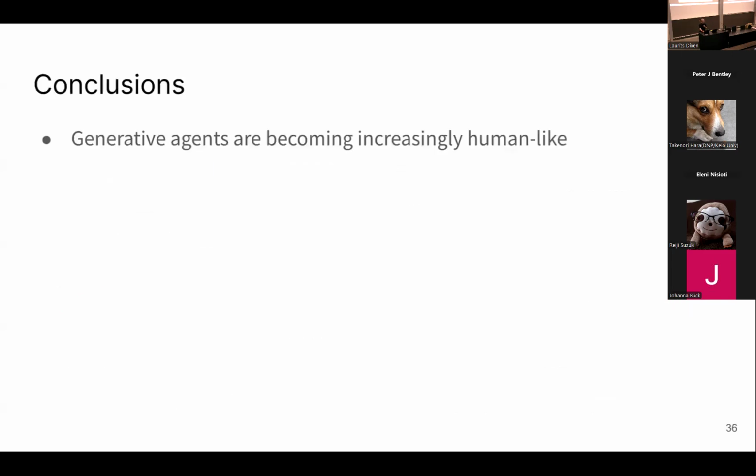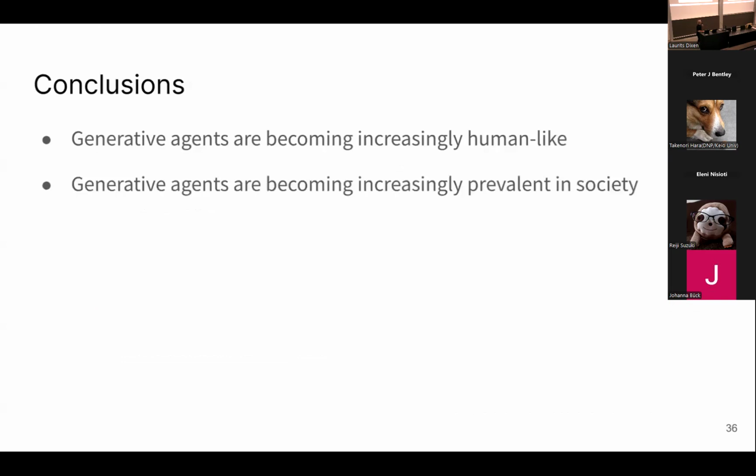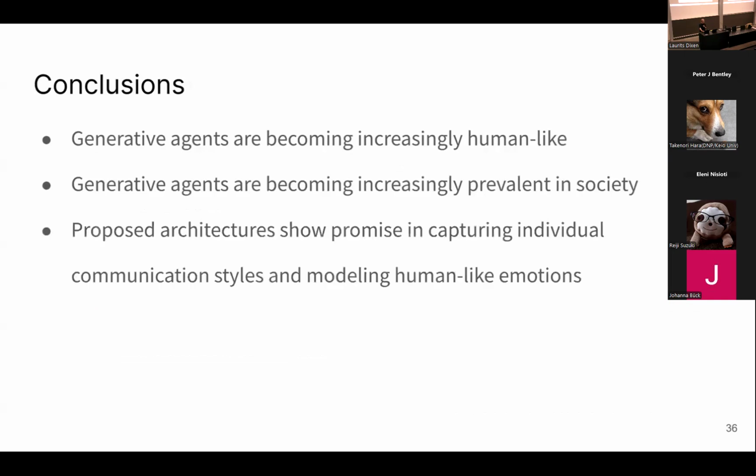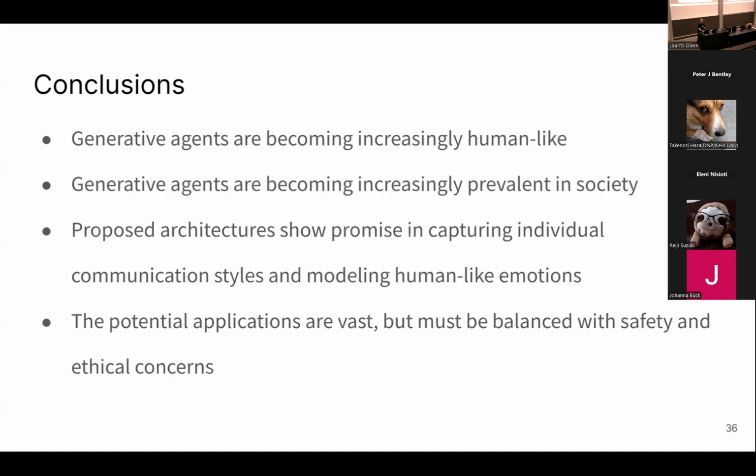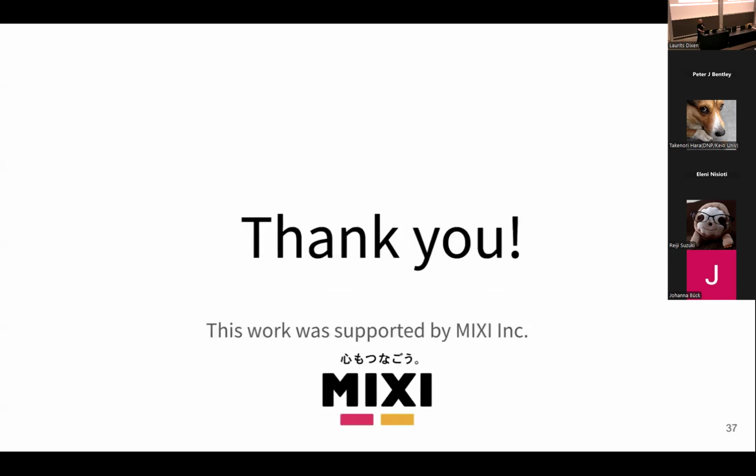To conclude, generative agents are becoming increasingly human-like, and at the same time more prevalent in society, and the proposed architectures that we show contribute to this. They show promise in capturing individuals' communication style and modeling human-like emotions. The applications are vast, but must be balanced with safety and ethical concerns.